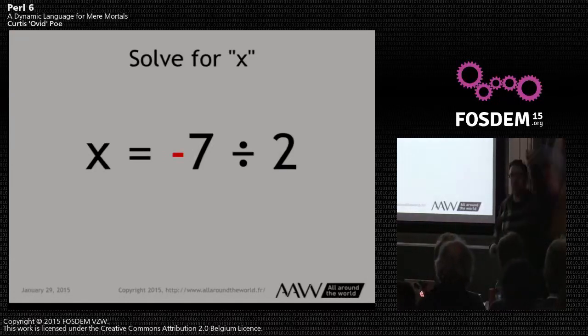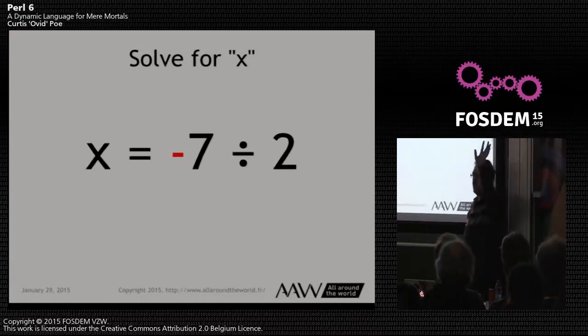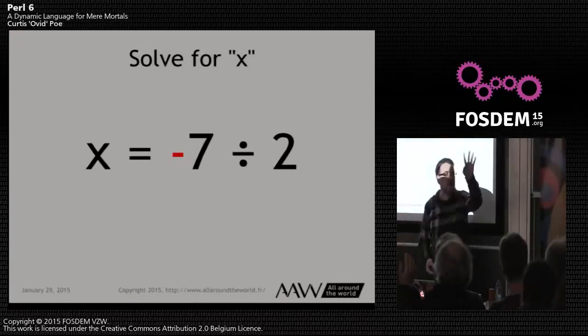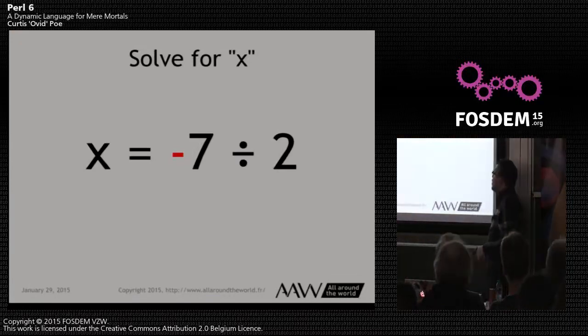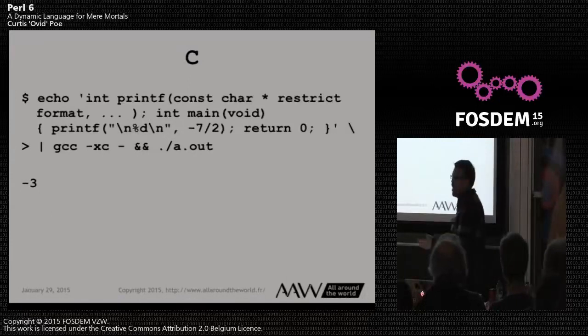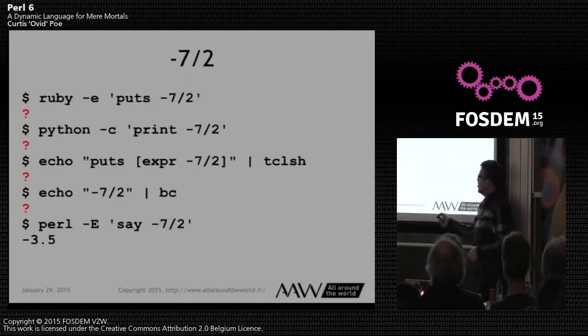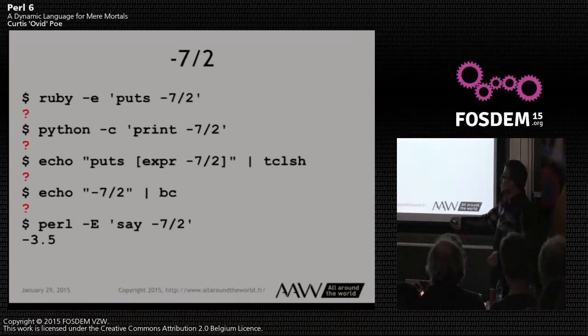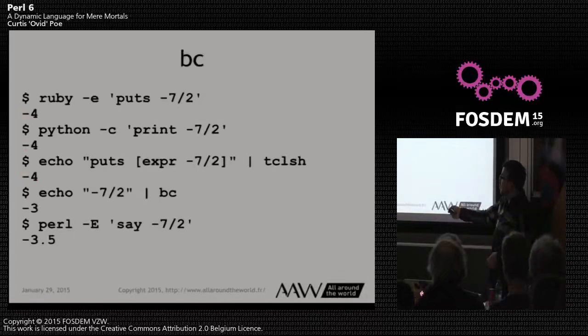So who here thinks minus 3 for integer math? Who here thinks minus 4? A few more hands. Okay, so C, yeah, -3. So all of you who said -4 were wrong. What do these other languages all say? Well, Perl, we know, gets it right, Perl 5. And they say -4, -4, -4, -3.